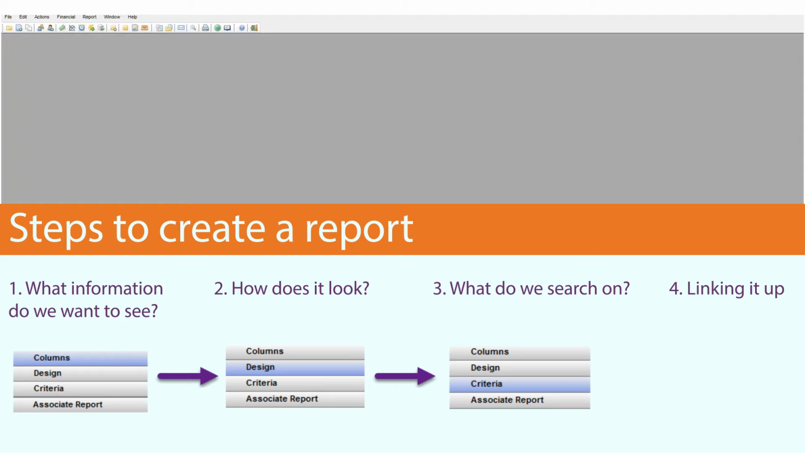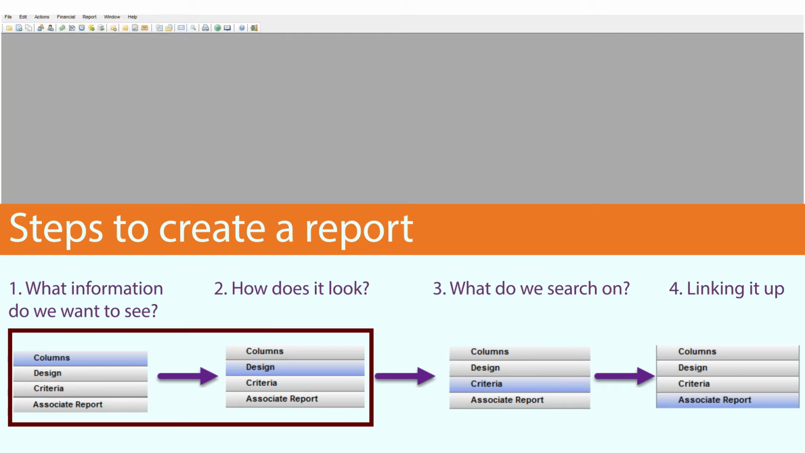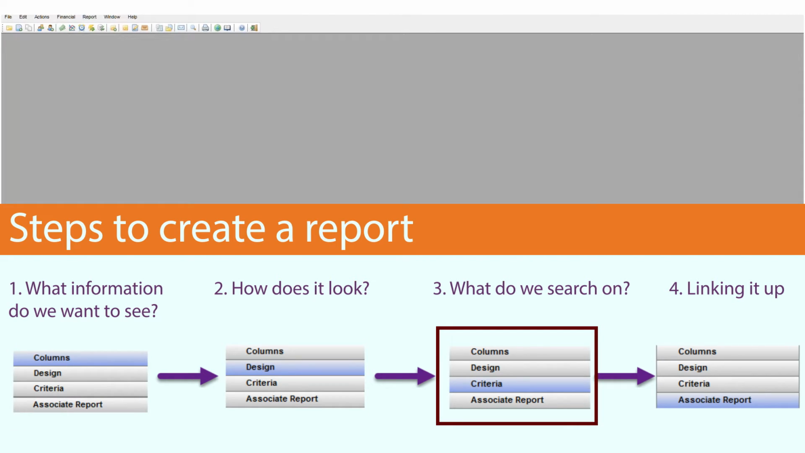The last step is to put all these bits together, to associate the different parts with one another. The first step, columns, and the second step, designs, are linked with one another. They depend on one another as both deal with what information we will see and how this is displayed. The third step is our criteria, which doesn't really have any effect on how the results appear, but rather defines which results are returned. So this third step has nothing to do with the look and feel. While the column and design are linked, the criteria is separate. In the fourth step, known as associate report, we need to associate our column design report with our criteria report. This will make a bit more sense once we show an example.